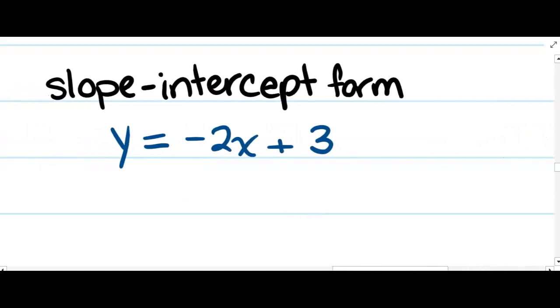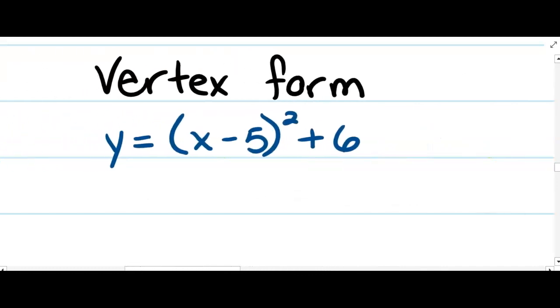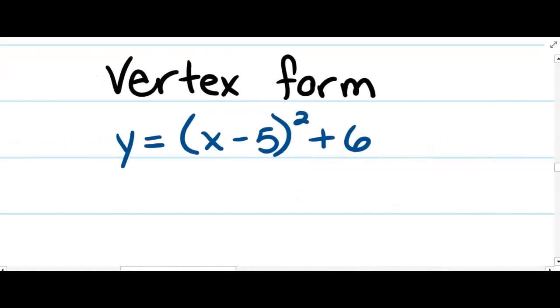However, if I change it to slope-intercept form, I can easily see that the slope is -2, the y-intercept is 3. The same thing can be said for going from vertex form. Right here, this is a quadratic equation. I know it's quadratic because of the 2. It's in vertex form, and I can easily see that the vertex of this parabola would occur at (5, 6).